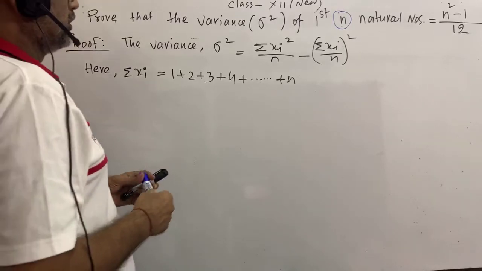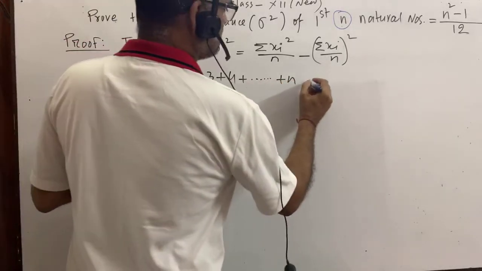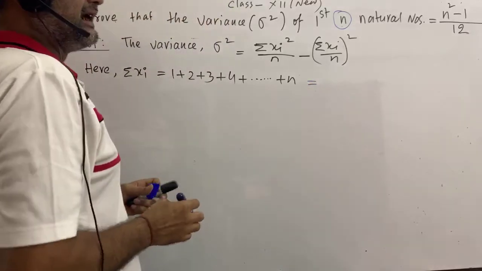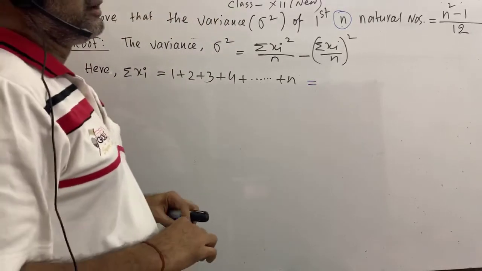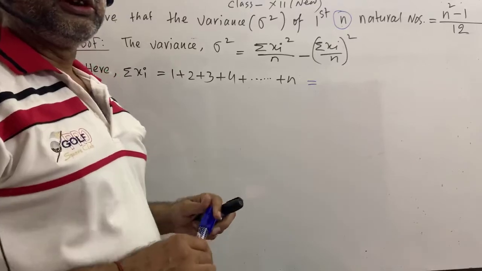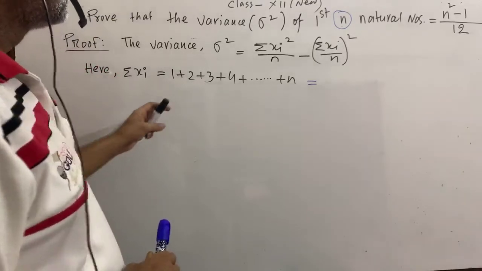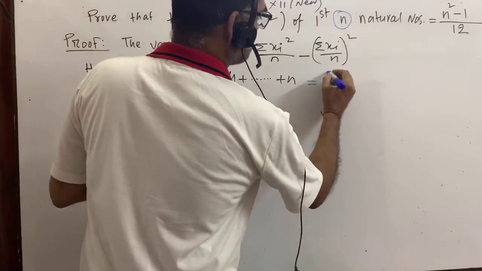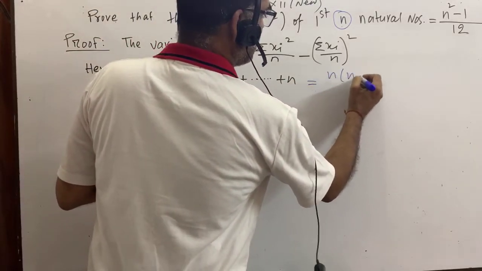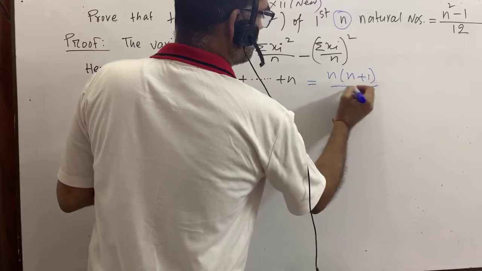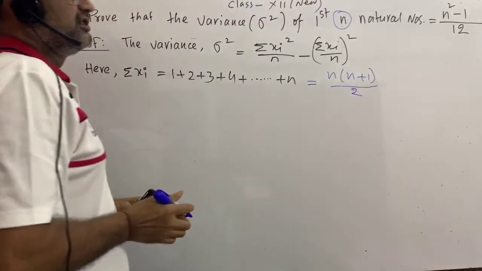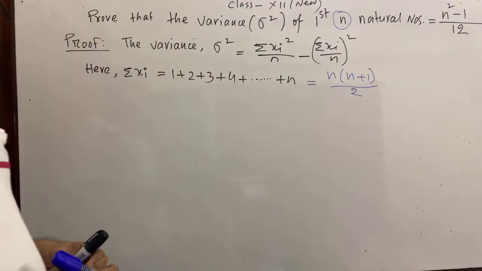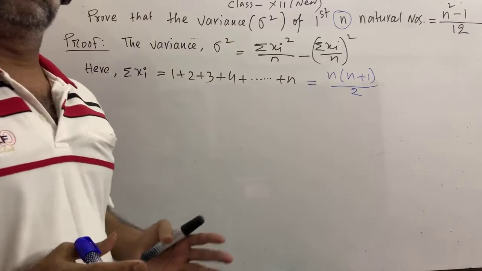So what is the formula of this? Its formula, that you read in class 9 and 10, exercise 13.2 of general mathematics, for 1 plus 2 plus 3 plus 4 up to n, is n into n plus 1 by 2. You are all required to get this formula.